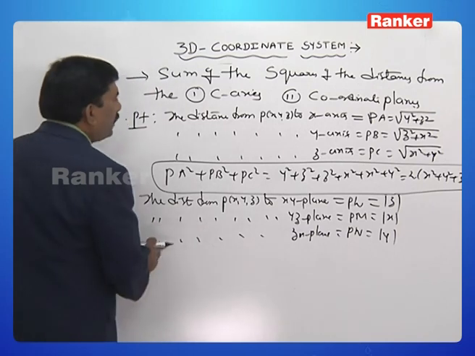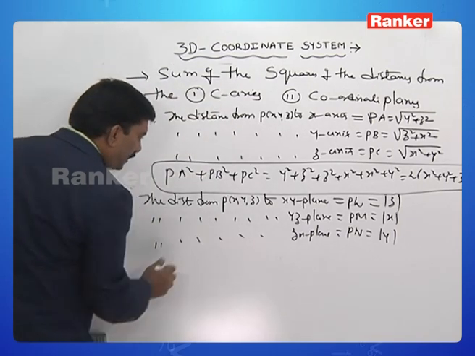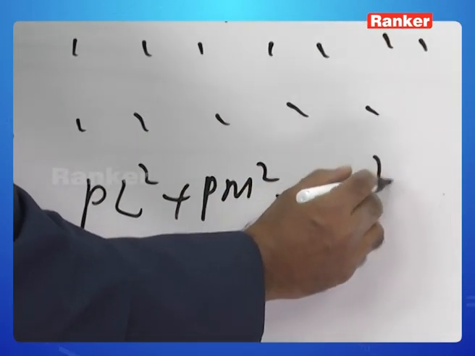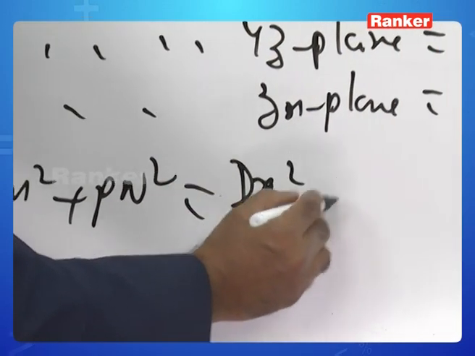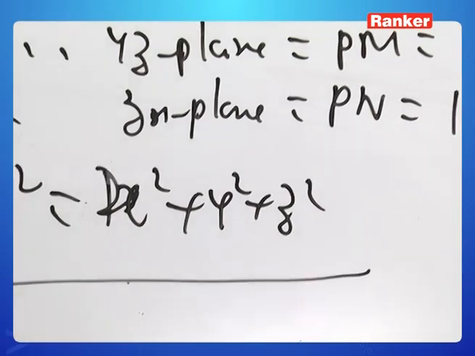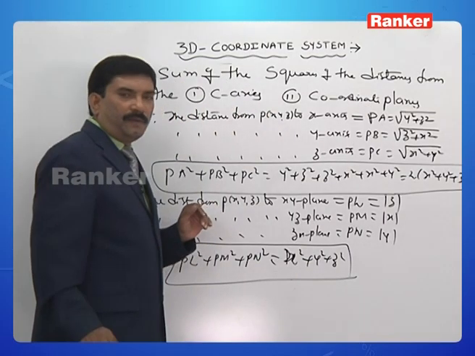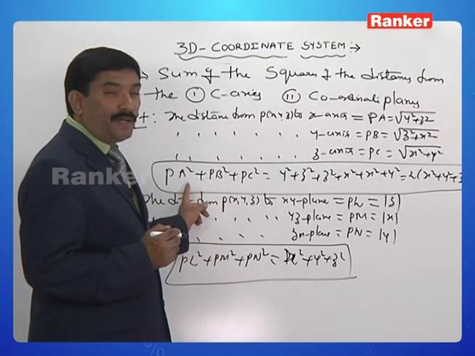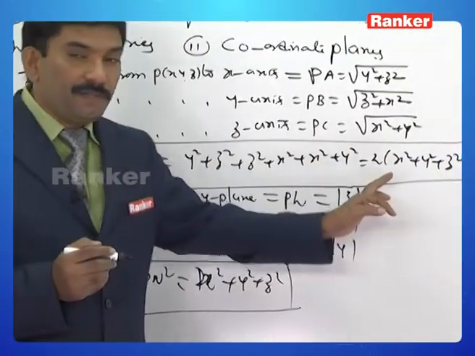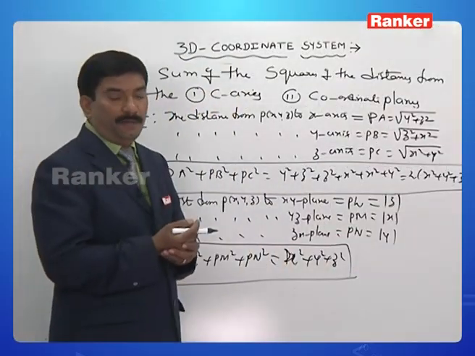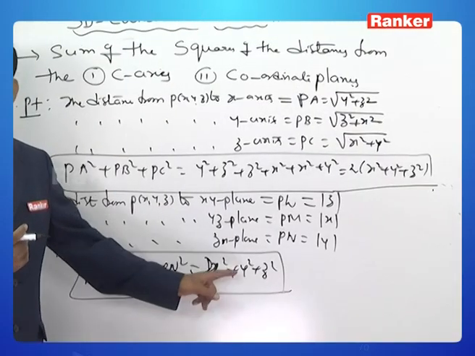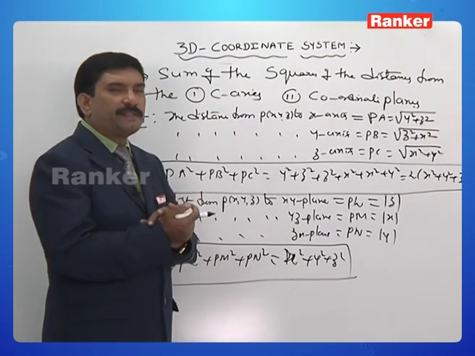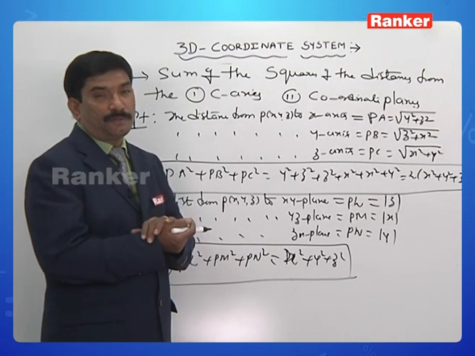I want the sum of the squares of the distances from the point. If I take this one, PL square, PM square, PN square is equal to x square plus y square plus z square. So by knowing these two results, the sum of the squares of the distances from point P to the coordinate axes is 2 times (x square plus y square plus z square), and to the coordinate planes it is x square plus y square plus z square. Let us find out some examples on this, how it can work out.